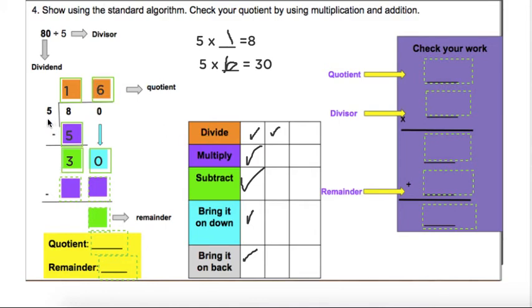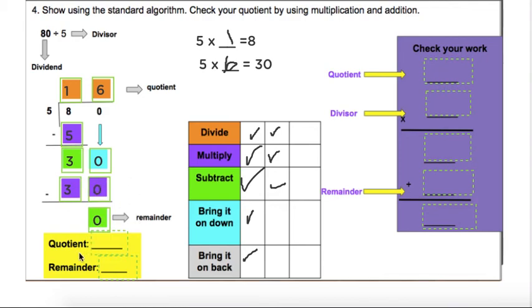And now it's time to multiply. We already multiplied 5 times 1, so now we're going to multiply 5 times 6. What's 5 times 6? Good, 30. And we know multiply is purple, so we're going to put 30 in our purple boxes. And now it's time to subtract. 30 minus 30. What do we get? Yeah, I got the same thing, 0. Cross it off as soon as you do it. Nothing to bring down, nothing else to bring back.